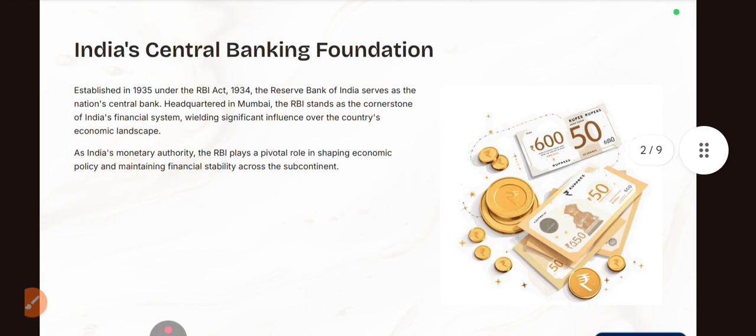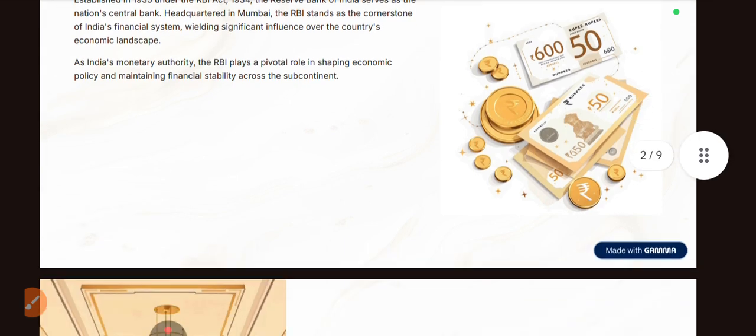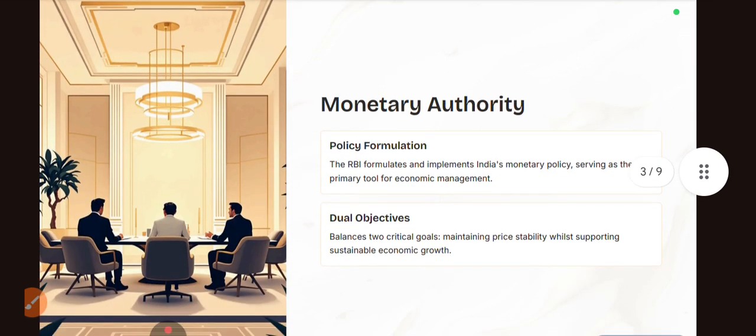First, let us understand India's central bank foundation. As we all know, RBI was established on April 1st, 1935. RBI serves as the national central bank. Its headquarters is in Mumbai, and the RBI stands as a pillar of the financial system and of the Indian economy. Okay, now let us move to the next point.